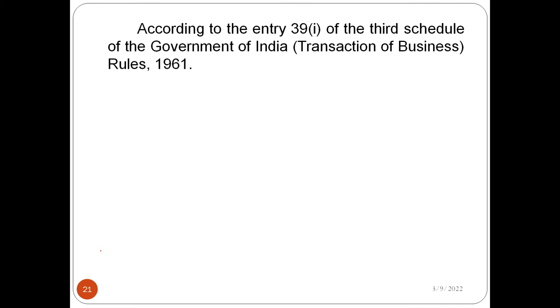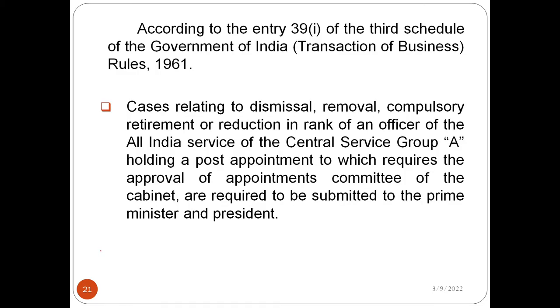According to entry 39(1) of the Third Schedule of the Government of India Transaction of Business Rules 1961, cases relating to dismissal, removal, compulsory retirement or reduction in rank of an officer of the All India Services or the Central Group A, holding a post or appointment to which requires the approval of the Appointments Committee of the Cabinet, are required to be submitted to the Prime Minister and the President. It means, in case of removal, dismissal or compulsory retirement of a Group A cadre officer, the approval of the Appointments Committee of the Cabinet is necessary, which will submit it to the Prime Minister and also the President.